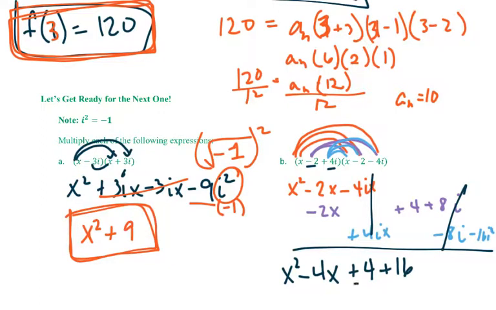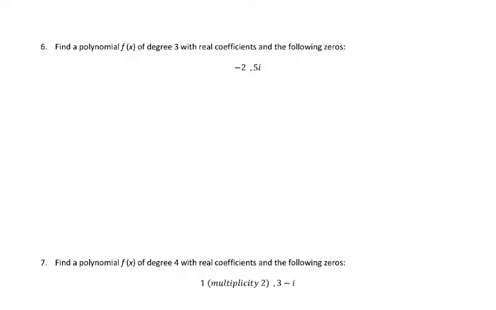So then I can combine my like terms right here. So I would have x squared minus 4x plus 20. So notice I get a regular looking quadratic. But then if you work backwards and use the quadratic formula on that, you would get imaginary zeros.